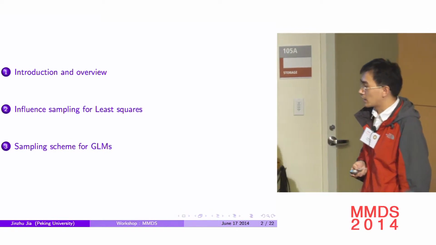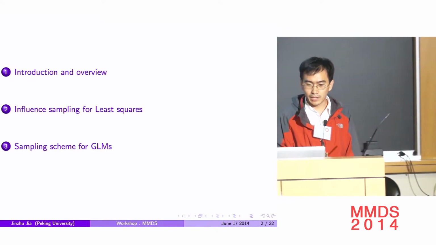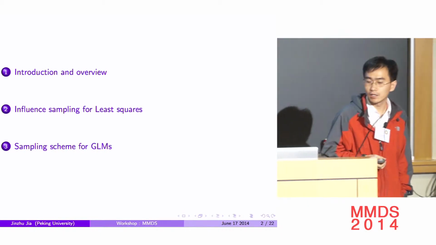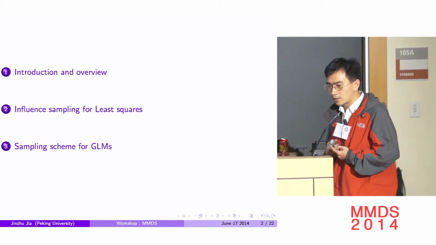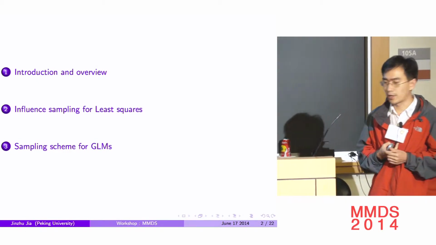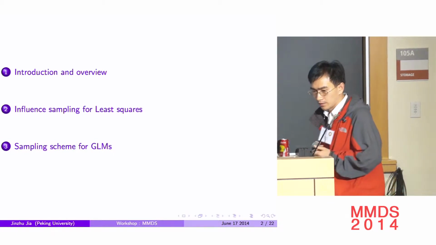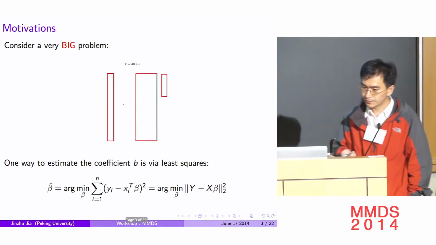So where is the pointer? My talk will have three components. First, I will give an introduction and overview of the sampling problems. Then I will talk about inference sampling for least squares. Finally, I will say something about the sampling scheme for generalized linear models.